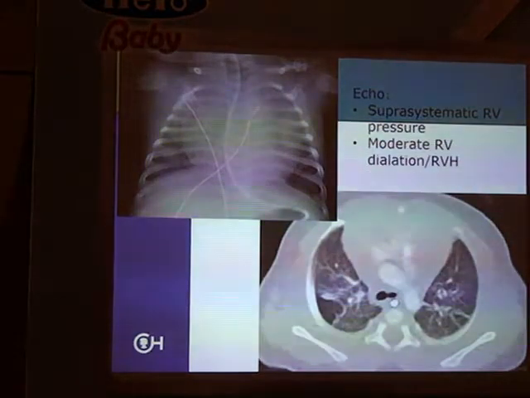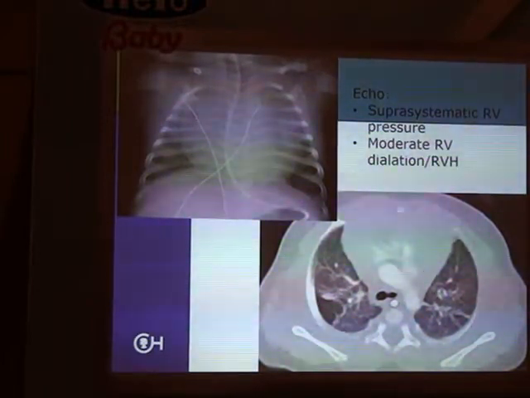So this infant here, on echo, had a supersystemic RV pressure, had moderate RV dilation. This was our kid that had pulmonary hypertension. So we knew that, we saw it on echo. And this is what the chest x-ray looked like and what our CAT scan looked like. And once we actually intubated the baby, started ventilating them, this pulmonary hypertension kind of melted away. And it tended to not be a problem anymore. We got a follow-up echo, and it wasn't there.